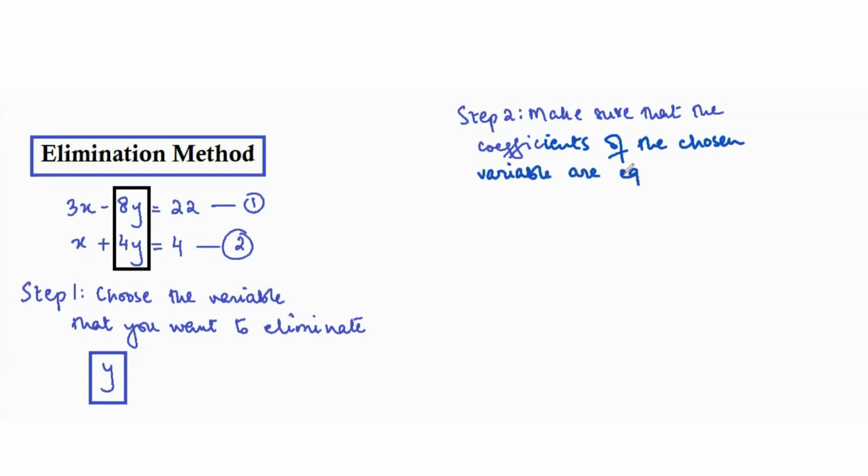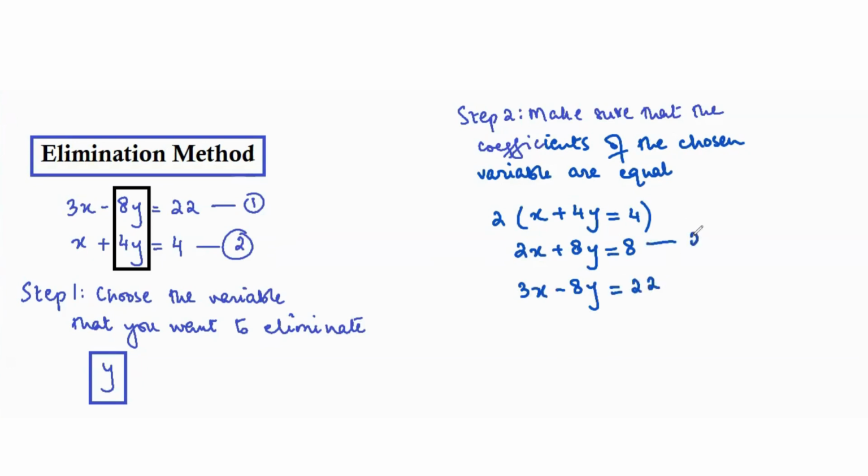are equal. So in this case, in the first equation, the coefficient of y is 8, and in the second equation, the coefficient of y is 4. So to make them equal, I'm going to multiply the second equation by 2. So x plus 4y equals 4 gets multiplied by 2. It's going to give us 2x plus 8y equals 8. So now that we compared the first equation with the second equation, we can see that both the y variables have the same coefficient now.